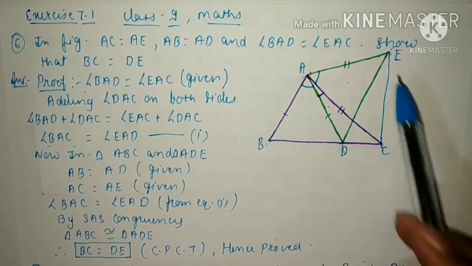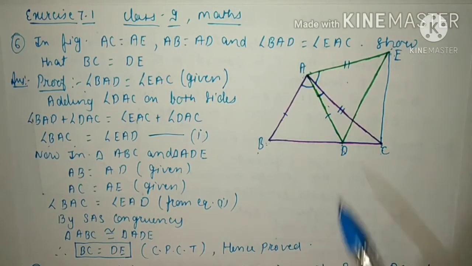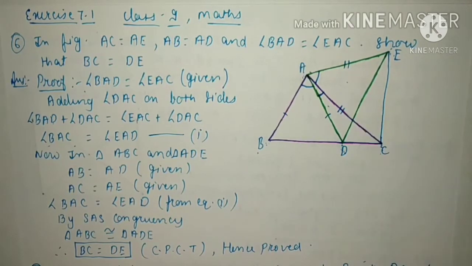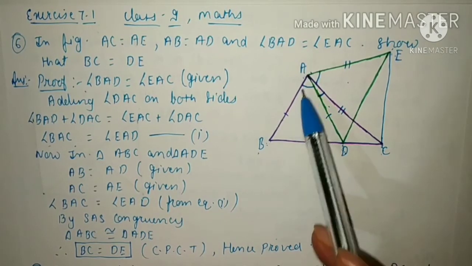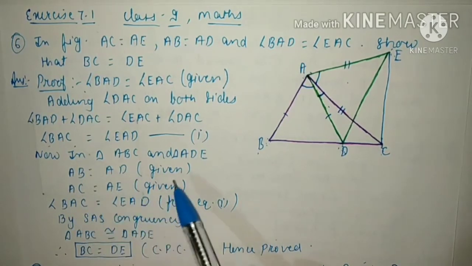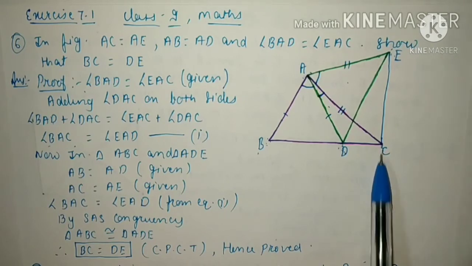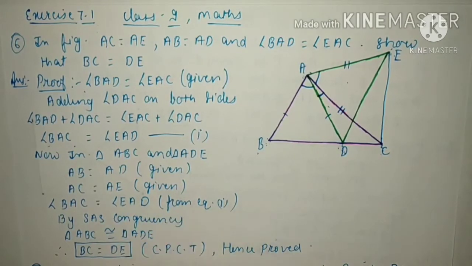Now take these two triangles, triangle ABC and triangle ADE. One triangle is marked with a pink pen and one triangle is marked with a green pen. Now we have to prove these two triangles congruent. So we can see that this AB is equal to this AD. This is given to us. So write AB equals AD, given. Then this AC of the pink triangle is equal to AE of the green triangle. This is also given to us.